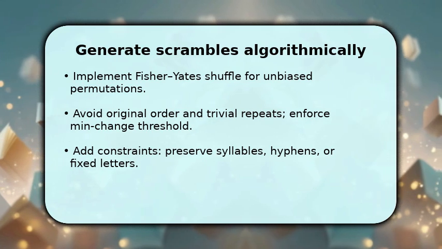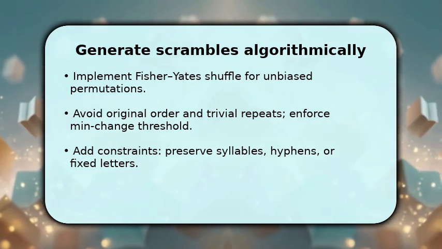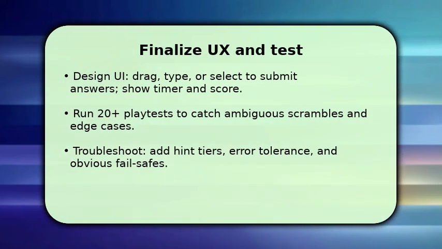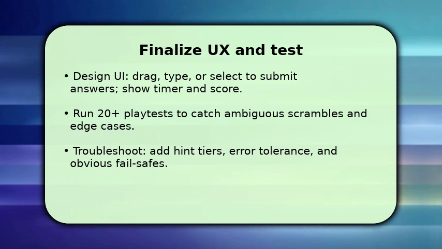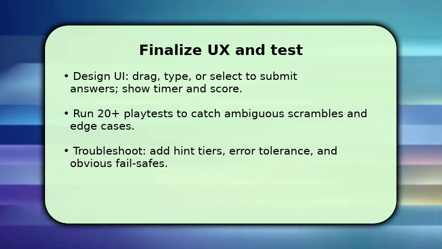You finish by polishing the user interface and rigorously testing so gameplay feels smooth and fair. Implement input methods, drag and drop, typing, or letter selection, plus visible timer, score, and immediate feedback. Once done, run at least 20 playtests to identify ambiguous scrambles or frustrating words.